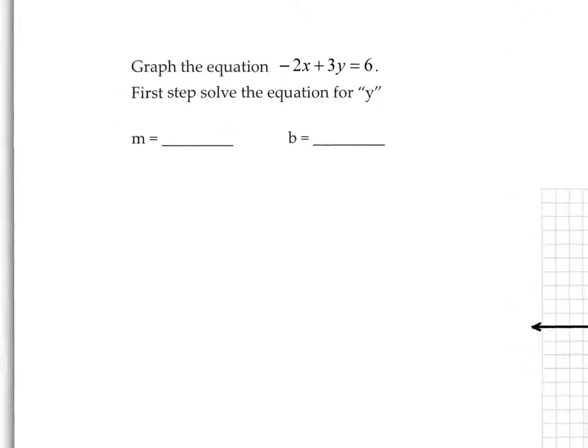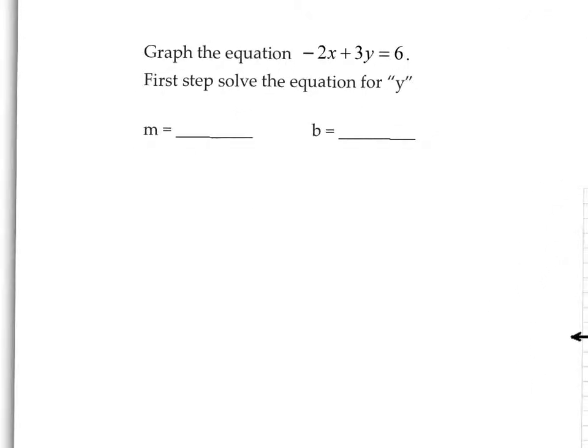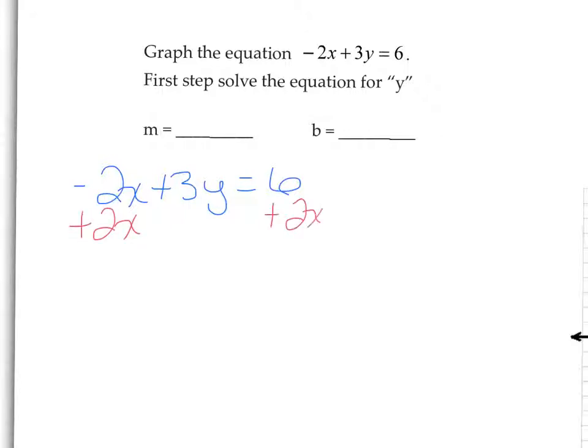So here we have another equation, negative 2x plus 3y equals 6. We can't find the slope and the y-intercept of this equation because it's not in y equals mx plus b. We have to first solve for y. We have to isolate the y to put it in slope-intercept form. So we'll start with negative 2x plus 3y equals 6. To isolate this y, the first thing we have to do is get this x term on the other side. So we're going to add 2x. And that gives us 3y equals 2x plus 6.